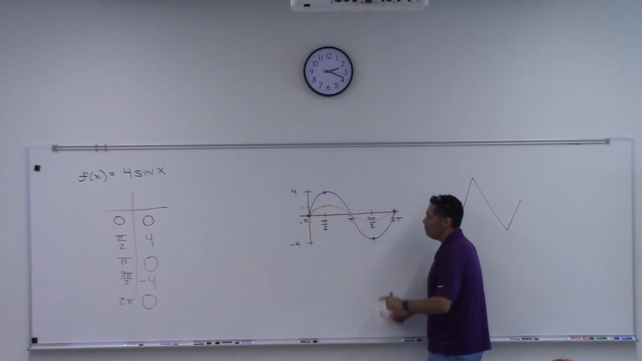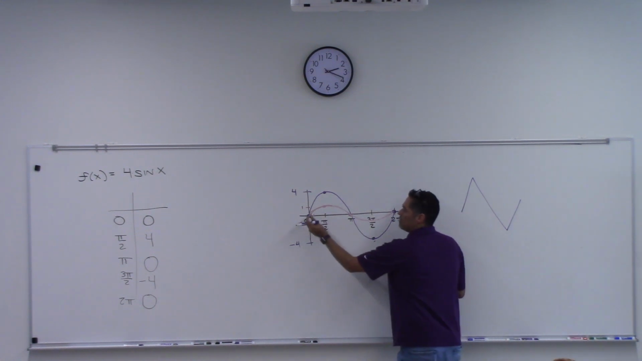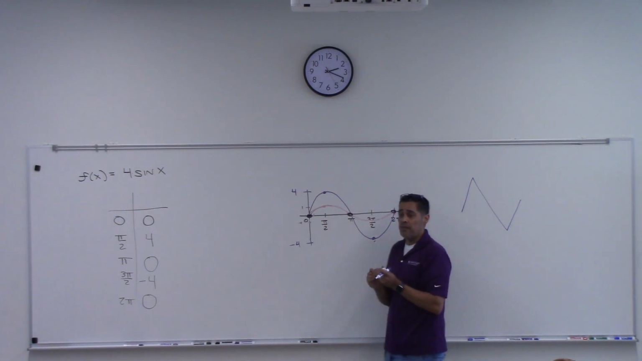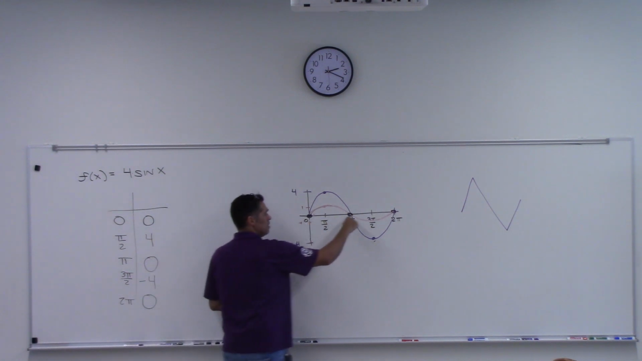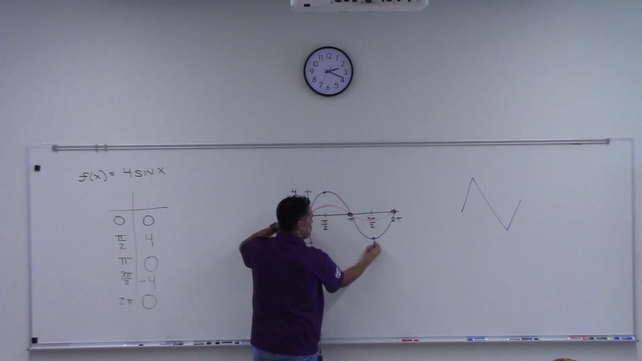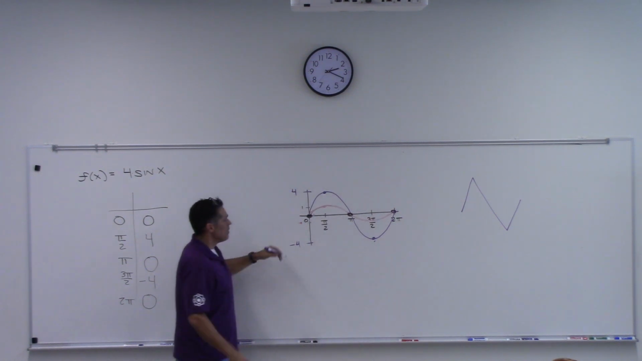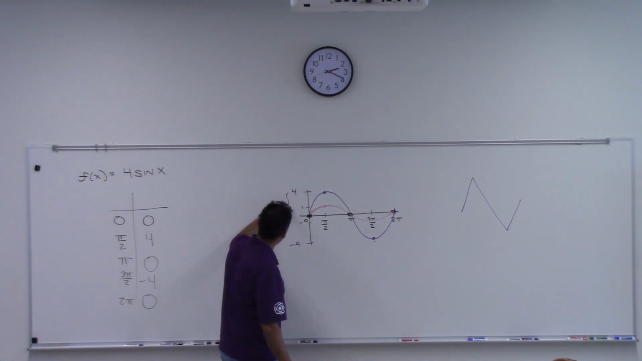So what multiplying it by 4 does is it leaves these points, the x-intercepts, in place. Do you all see that? The x-intercepts have not moved. And then what it's done is it's taken this arc of this sine and pulled it up and pulled this one down. And so that distance from the x-axis to here, that distance right there, we call the amplitude.